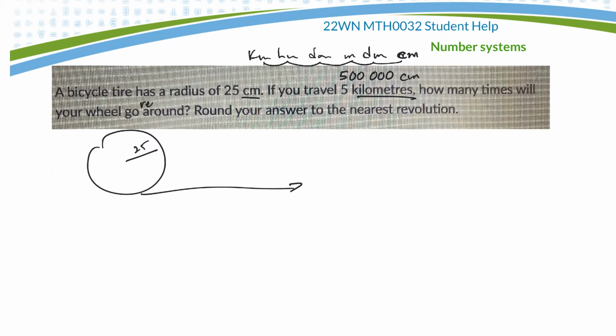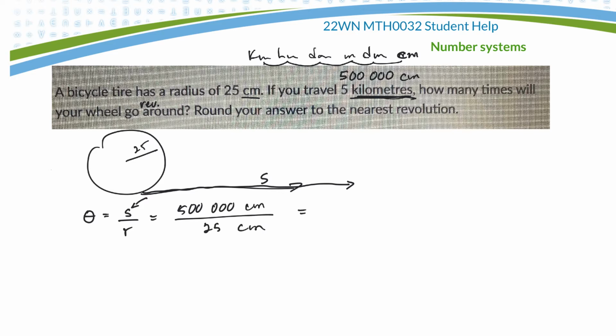So they want to know revolutions. Okay, well, I can't get revolutions directly. I can get radians and then convert to revolutions. So let's do it. Our formula is an angle is equal to S over R. Our arc length would be this distance here, because when the tire goes round, this distance that's flat would be your arc length. So that's 500,000 centimeters. Divided by your radius is 25 centimeters.